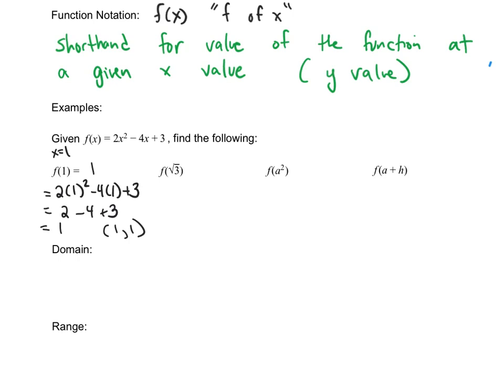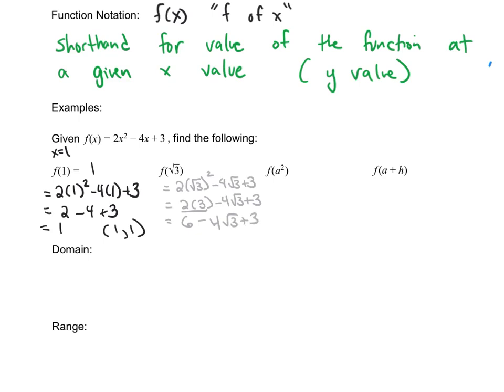So the second one is square root of 3. Same idea, I'll plug it in for x. So I have 2 times the square root of 3 squared minus 4 times the square root of 3 plus 3. So the square root of 3 squared is just 3, so that's 2 times 3 minus 4 radical 3 plus 3. So 2 times 3 is 6 minus 4 radical 3 plus 3.